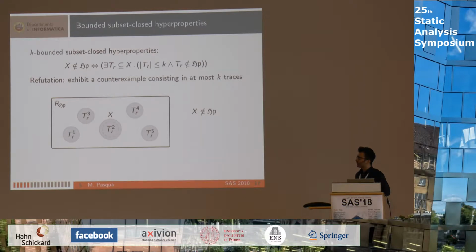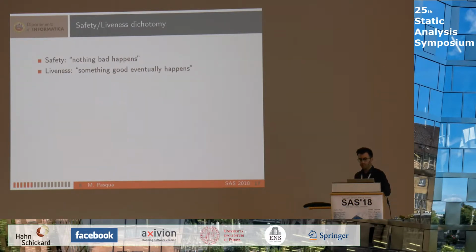So if we collect all the refutation witnesses of a given hyperproperty, which are the counterexamples, and we find that a semantics is a superset of one of these counterexamples, we can state that our semantics is not in the hyperproperty. And for k-bounded subset closed hyperproperties, this set contains only sets with cardinality k. So we can verify that a given semantics satisfies a hyperproperty just by checking all its subsets with cardinality k. And we will see later why this is important for verification. What about expressiveness?